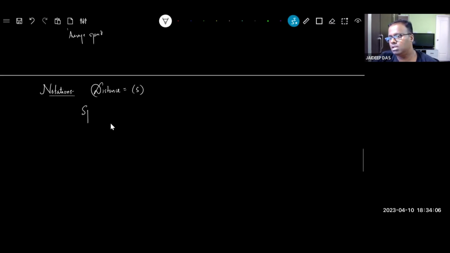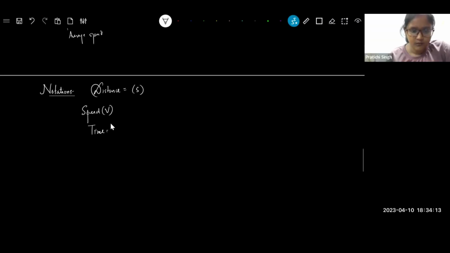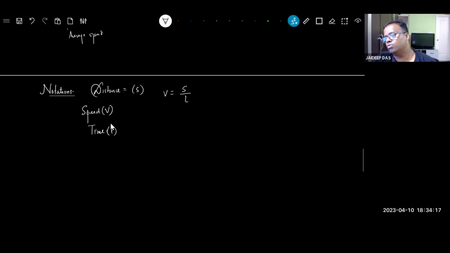Speed is denoted by V, and time is denoted by T. That means V is equal to S over T. And in SI unit, it is meter over seconds.